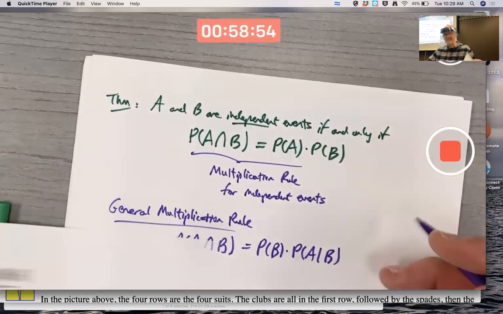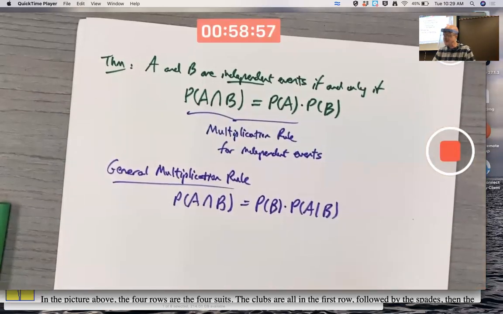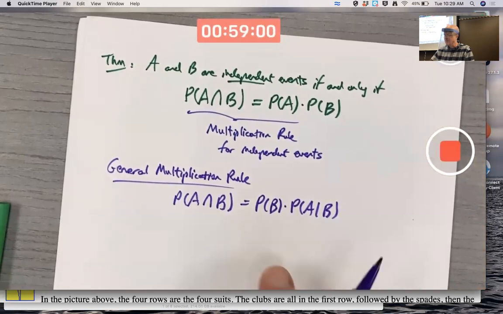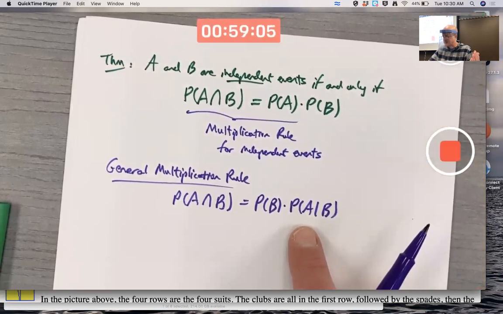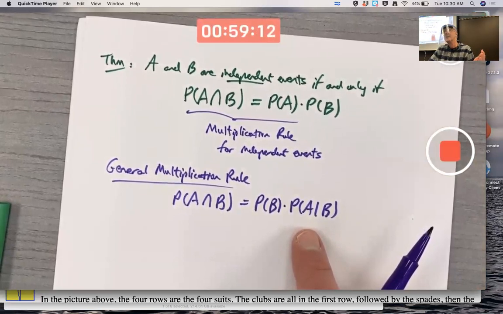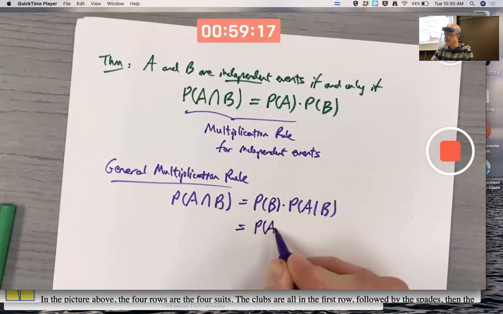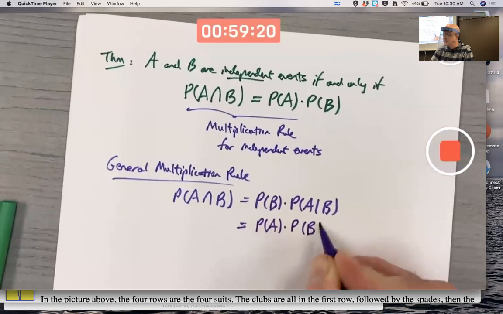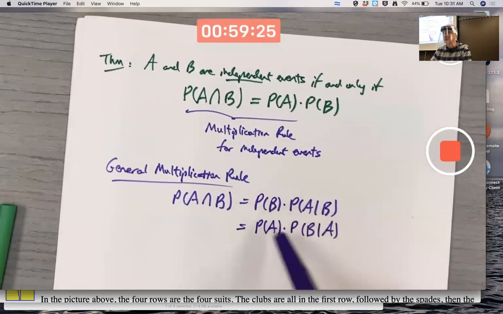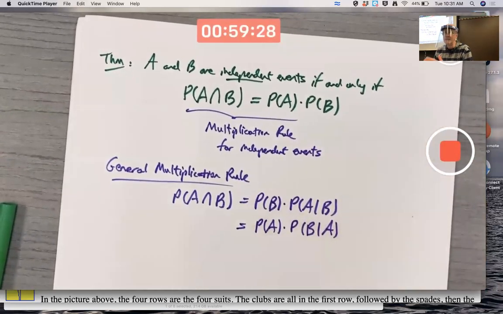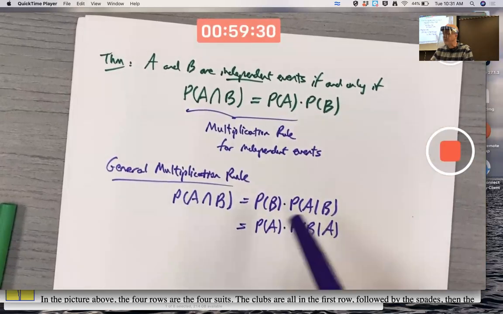But wait a minute, does this make sense? I mean, is there something special about A compared to B here? Why is it the conditional probability of A given B and not the conditional probability of B given A? The answer is you can do it the other way around as well, and you should get the same thing. Even though in both of these equations, each probability could be different, the products will be the same thing.